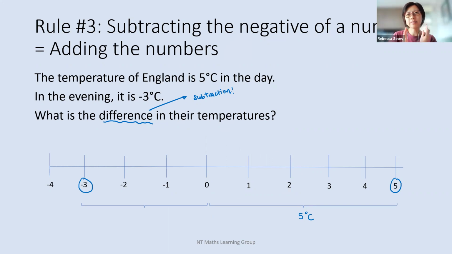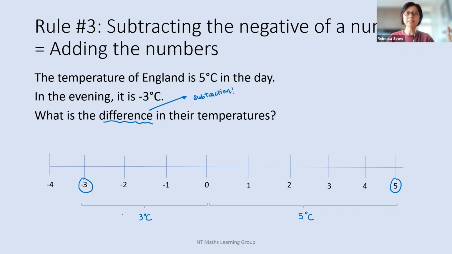And next, we look at the temperatures that are below 0 degrees Celsius. So from 0 down to -3, you realize that it has gone down by 3 units. So this is actually 3 degrees Celsius.